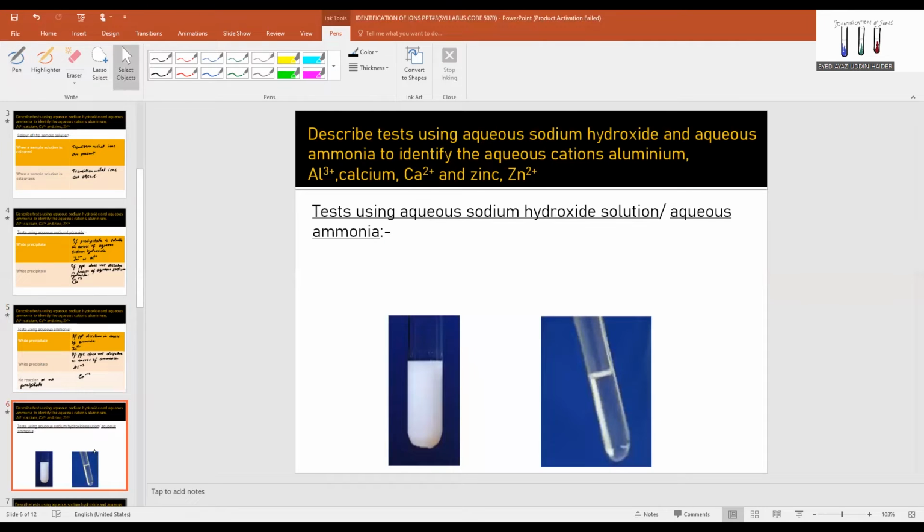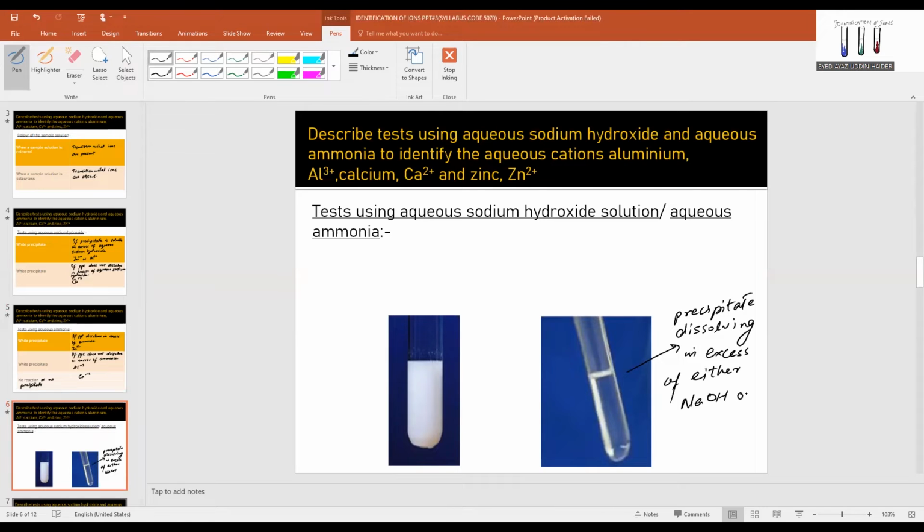You will see these kinds of colors in the test tubes. The right one shows a precipitate which dissolves. This one is the precipitate dissolving in excess of either NaOH or NH3.